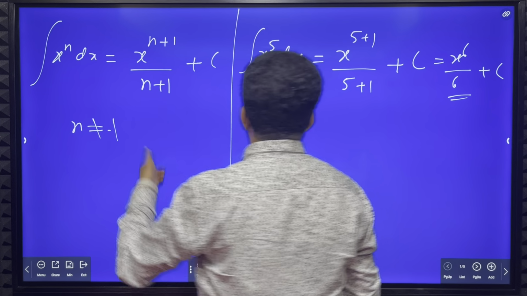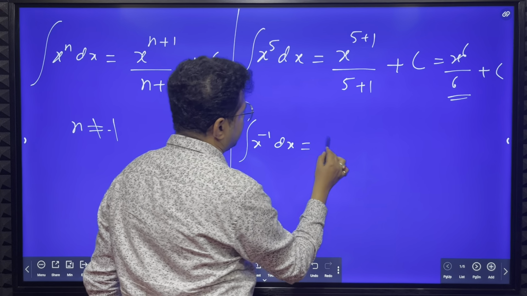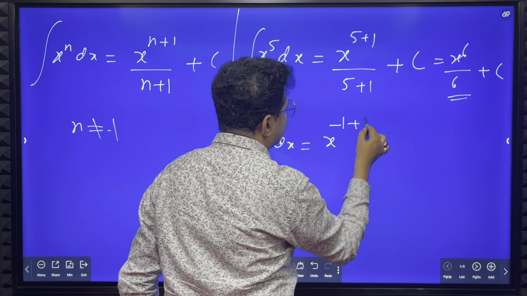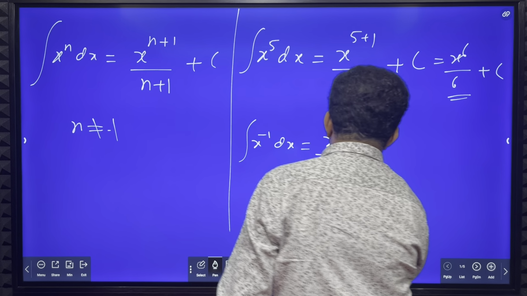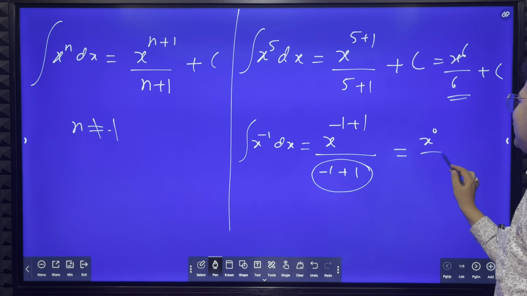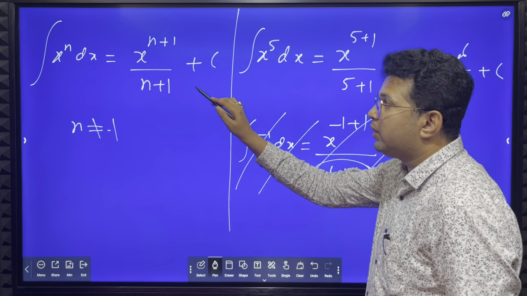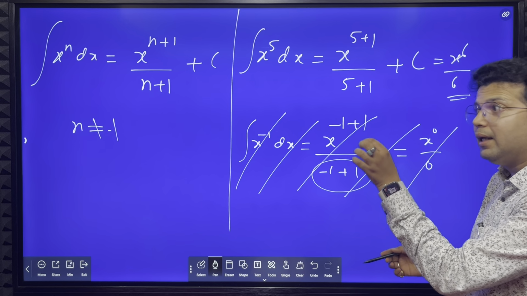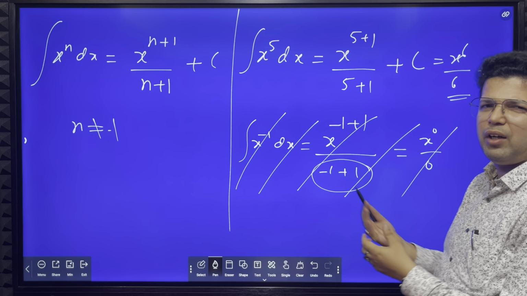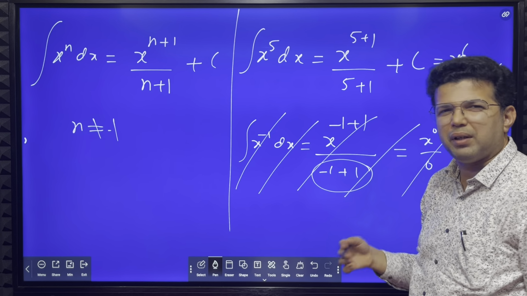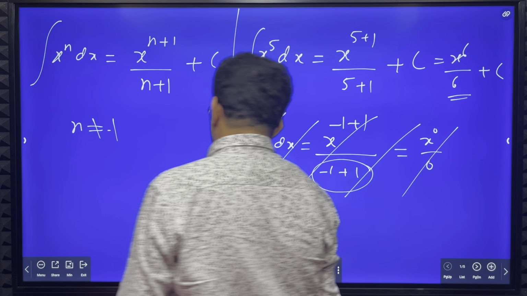What if n is equal to minus 1? We will see. Integration of x power minus 1 with respect to x will be equal to x power minus 1 plus 1, meaning x power 0, divided by minus 1 plus 1. What is this? 0. Correct now? x power 0 divided by 0 is not defined. So integration of x power n with respect to x is not defined for n equal to minus 1. But later we are going to study that x power minus 1 can be written as 1 by x, and integration of 1 by x will be log x. That we will study later.